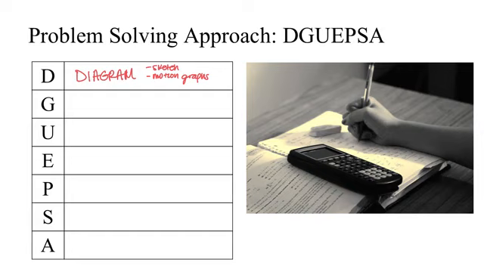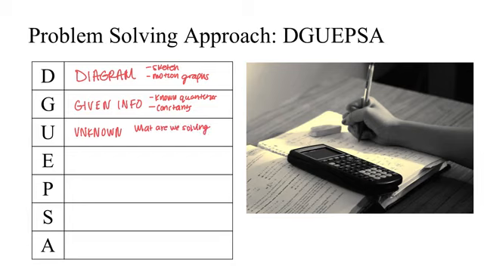Our G is our given information, so I'll say given info. These are things like known quantities, essentially. You could also include in this area constants, anything that you're already familiar with about the problem. Our U is our unknown. So in other words, what are we solving for? Can you identify the variable and maybe a symbol for the thing that you're looking for?